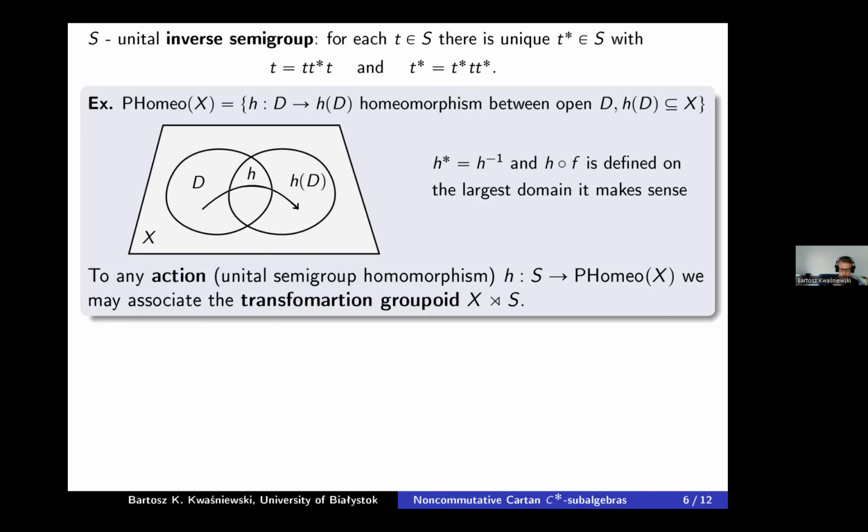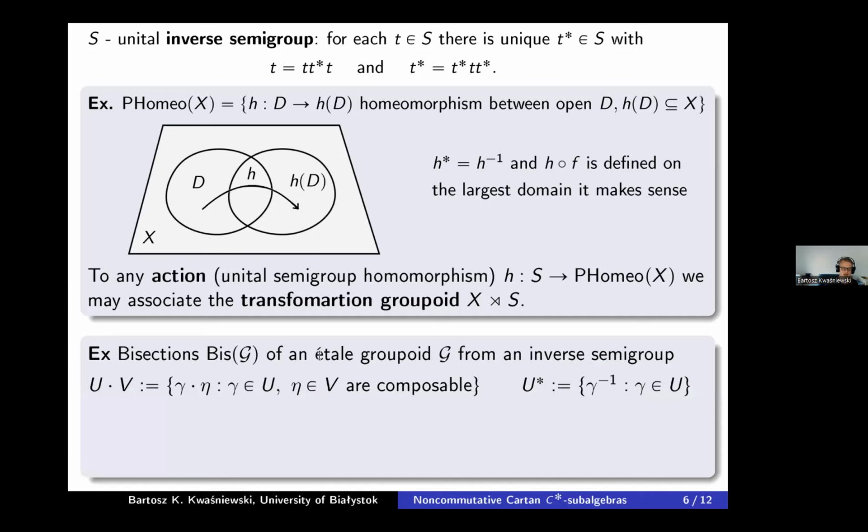We need to just mod out some elements coming from this because we have this plurality of multiple identities. But there is this standard construction of the transformation groupoid. So any action can be encoded in this transformation groupoid, which is an étale groupoid. And we can go back in the following way.